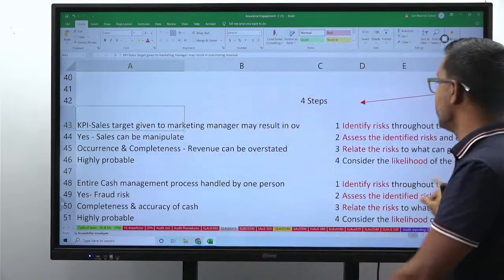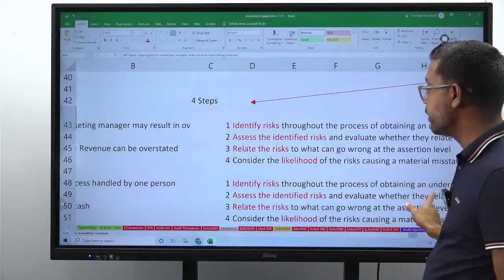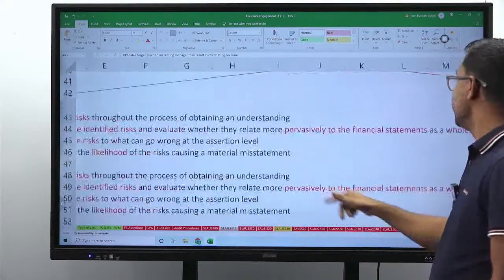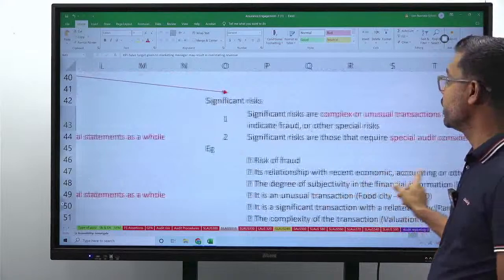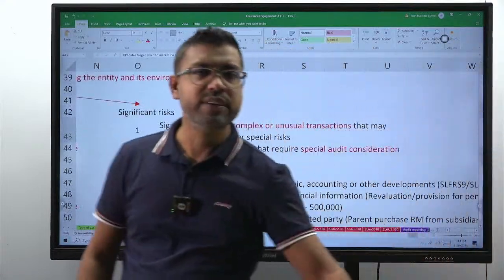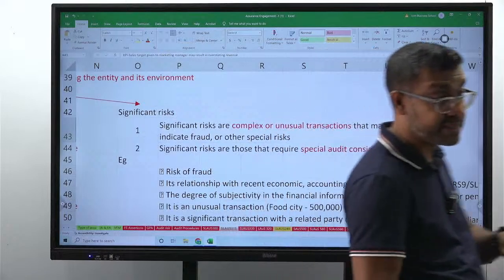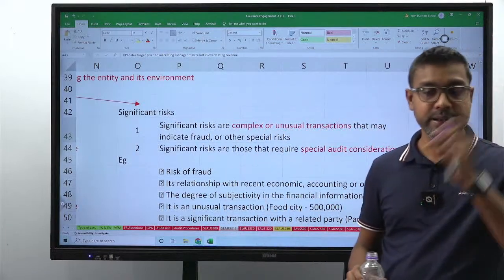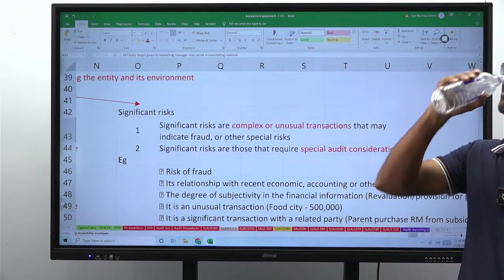The outcome of this risk assessment, right? Assessment will end up with another important point, a significant risk. It can be a significant risk. Examiners sometimes test significant risk, right? Last time also they have tested. Let me explain.